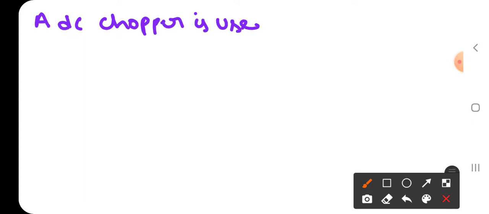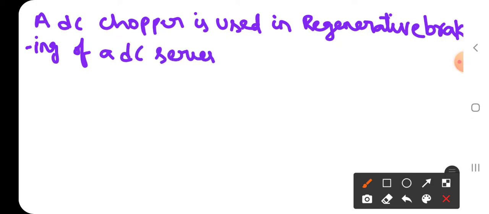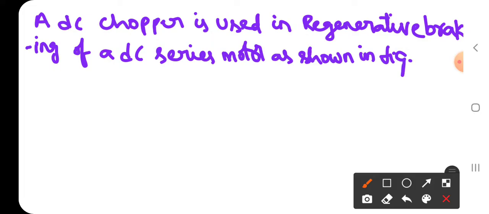A DC chopper is used in regenerative braking of a DC series motor, as shown in the figure.